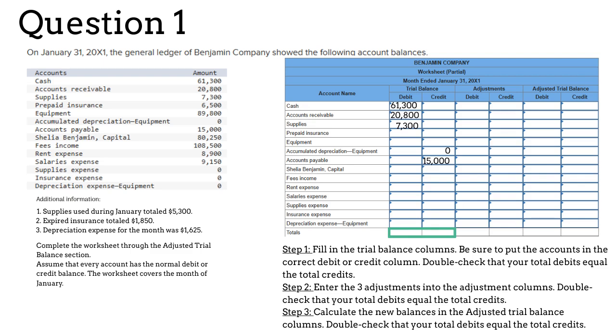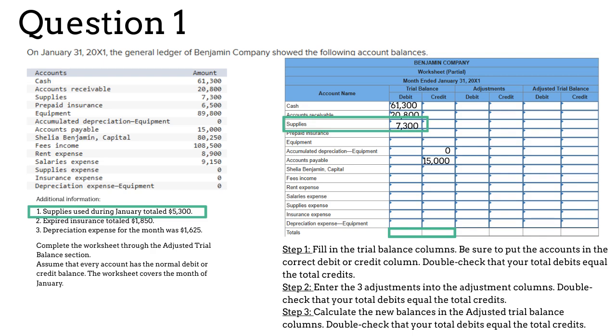In step 2, you'll enter the 3 adjustments into the adjustment column. Just like we have done in prior exercises, we use the 3-step process for determining debits and credits. Let's analyze the first adjustment together. In the first adjustment, we learn that supplies were used up in the amount of $5,300. Let's check first what amount we have on the trial balance for supplies.